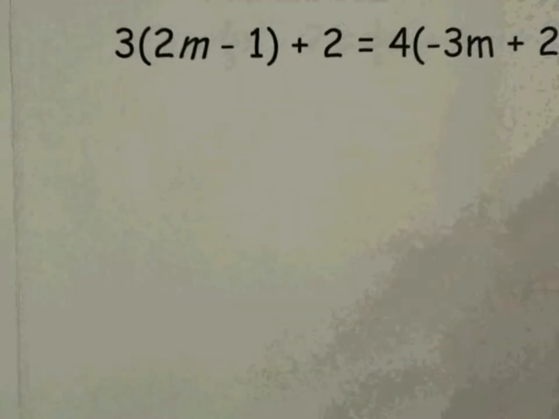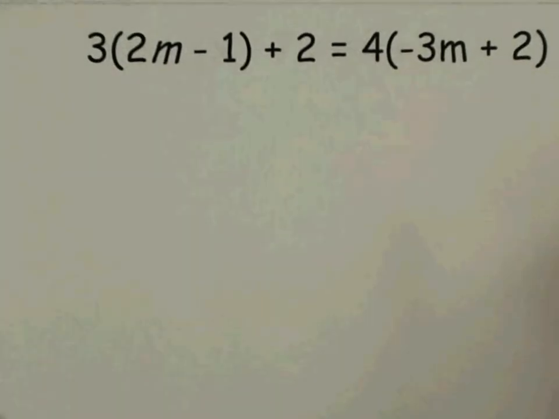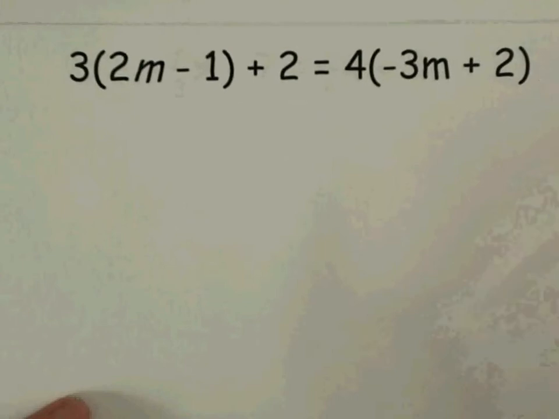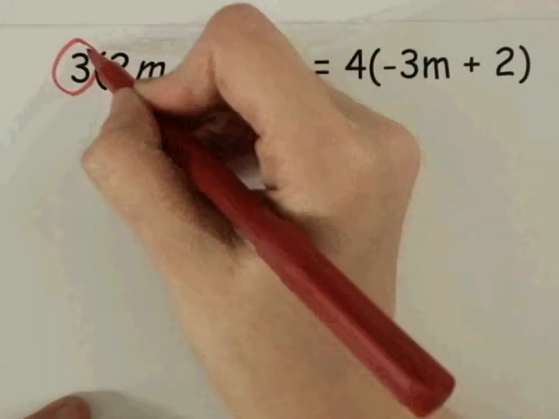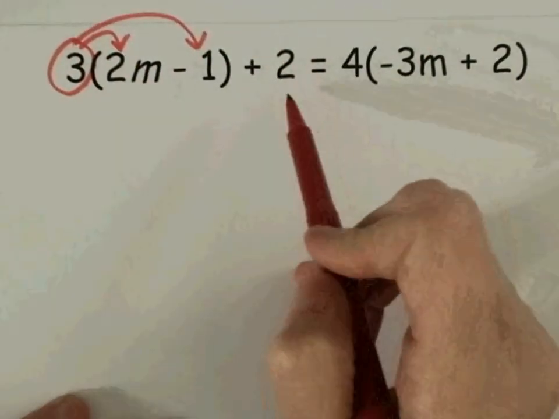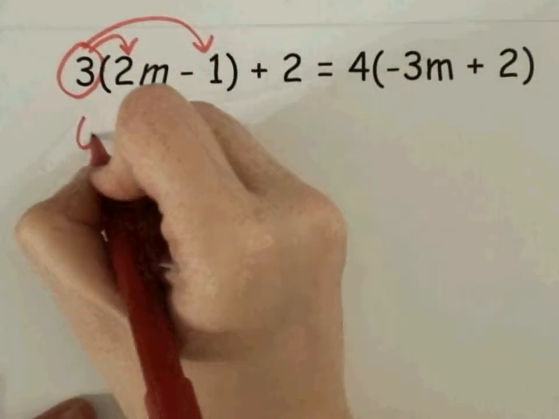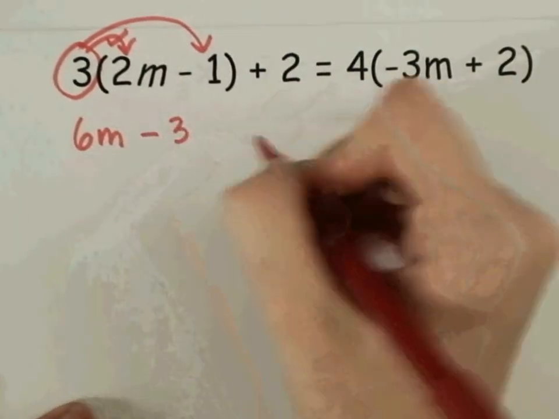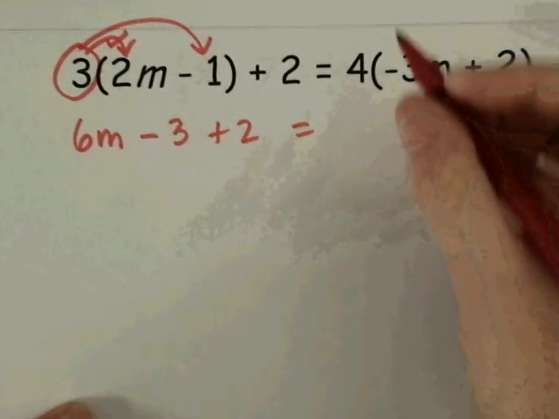So here's another example. This one, instead of just combining like terms, or there wasn't even any combining like terms on the last one, now I've got all this stuff going on. So as always, my first step is always to distribute. So I'm going to take this 3, and I'm going to distribute it to everything inside the parentheses. I don't distribute it to the 2 because the 2 is not inside the parentheses. 3 times 2m is 6m. 3 times negative 1 is minus 3. Now the plus 2 comes down because I didn't do anything to it.